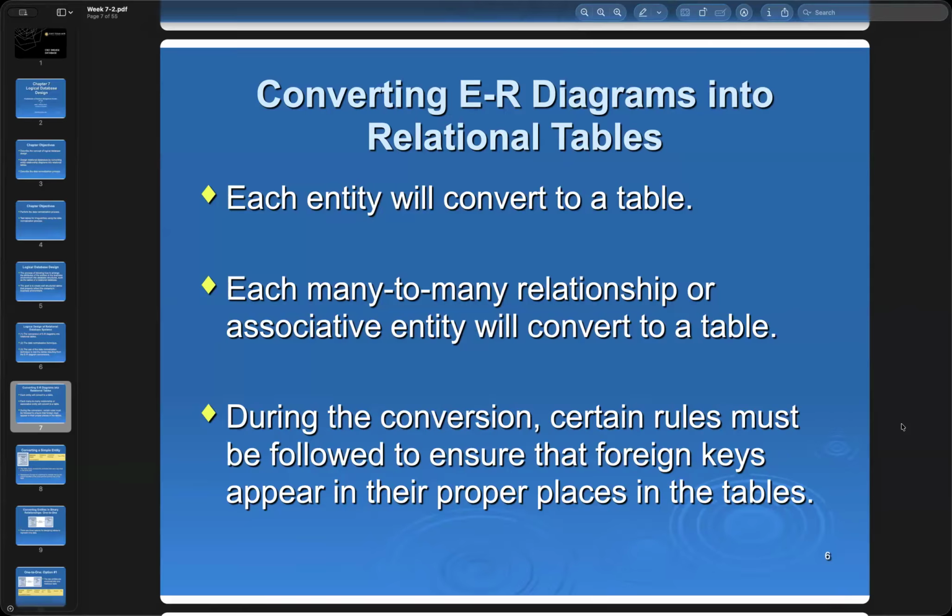Also, for each many-to-many relationship, we need to create an associative entity. Sometimes we call it a transaction table. That means we always convert the many-to-many relationship into one-to-many relationships. That means we involve three tables. And then during the conversion, certain rules must be followed. These are rules to ensure that the foreign keys appear in the proper place in the table. So we need to know.